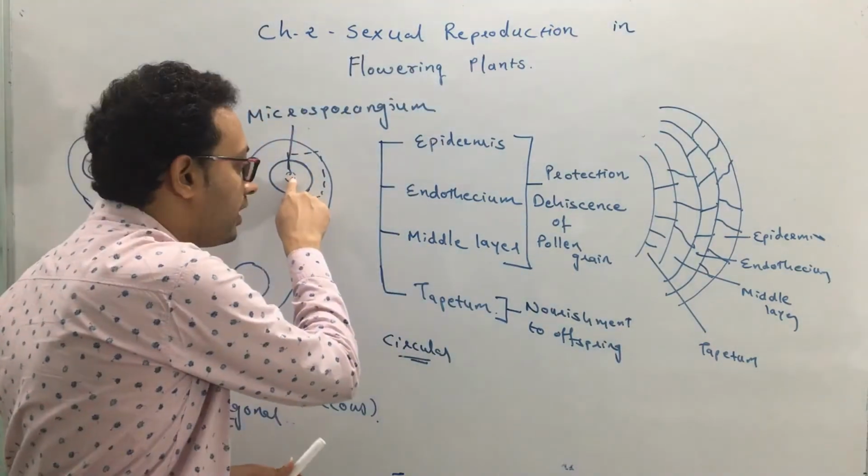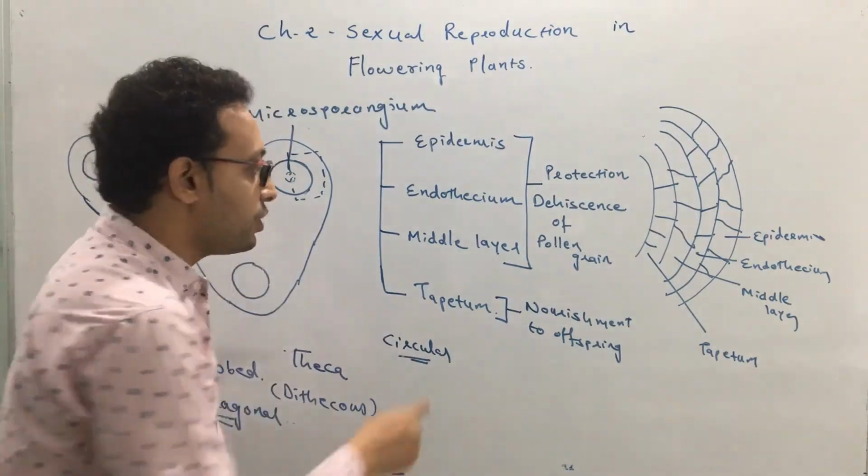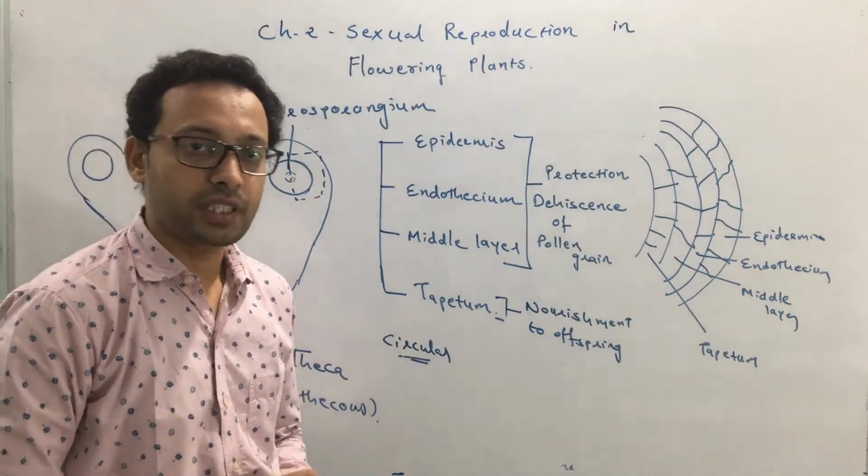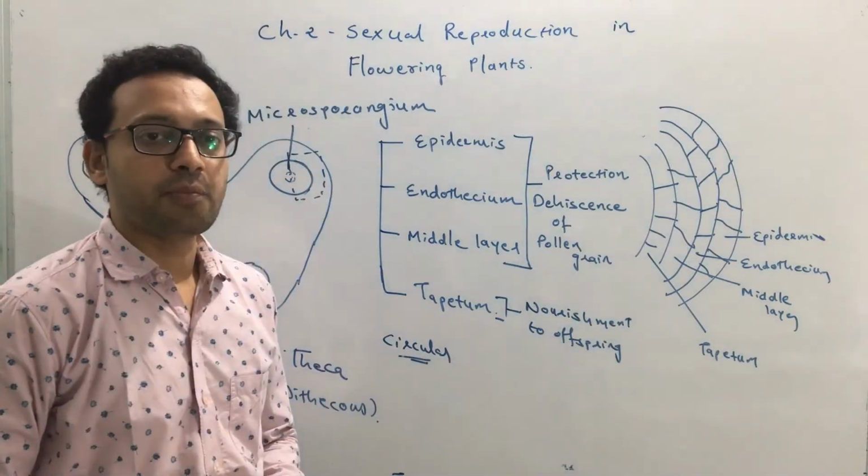But to develop this pollen grain, it needs nutrition. That nutrition is provided by the fourth layer. It's called the tapetum. Okay? They provide the nourishment to a developing offspring.